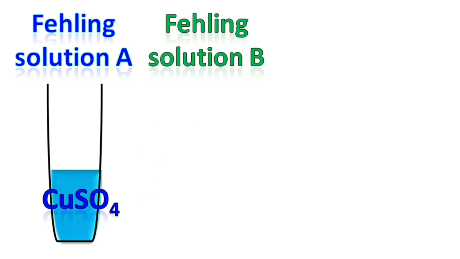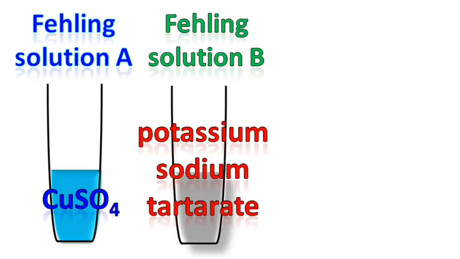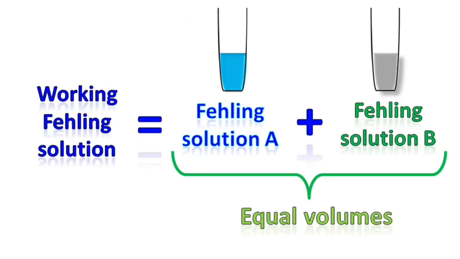Fehling's reagent consists of two solutions which are known as Fehling A and Fehling B. Fehling A is an aqueous solution of copper sulfate which is blue in color, while Fehling B is an aqueous solution of potassium sodium tartrate along with strong alkali such as sodium hydroxide. The final working solution is prepared by mixing equal volume of Fehling A and Fehling B.